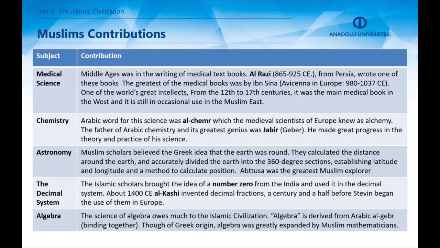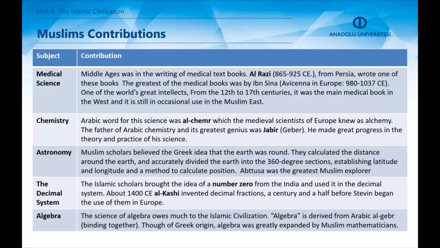And as for astronomy, the Muslim scholars believed the Greek idea that the earth was round, and they calculated the distance around the earth accurately, divided the earth into 360-degree sections, and established latitude and longitude and a method of calculating position. And Abtusa was the greatest Muslim explorer.